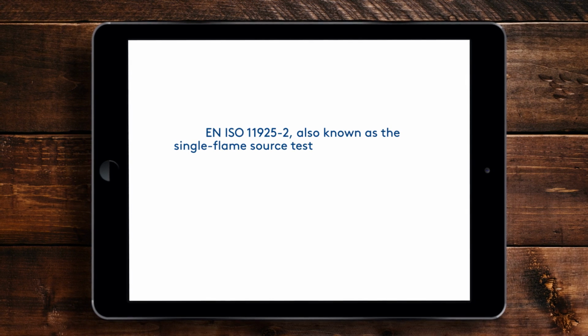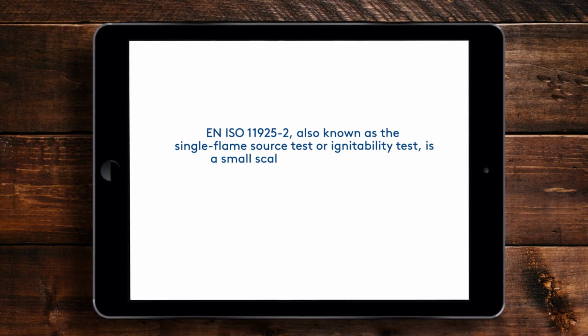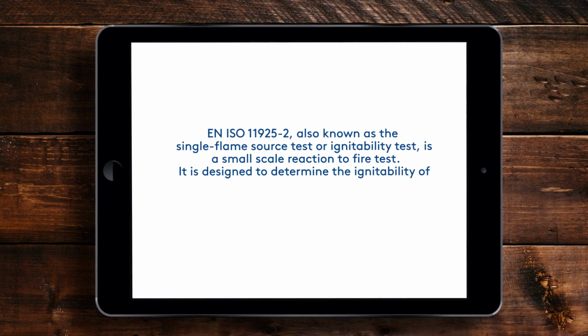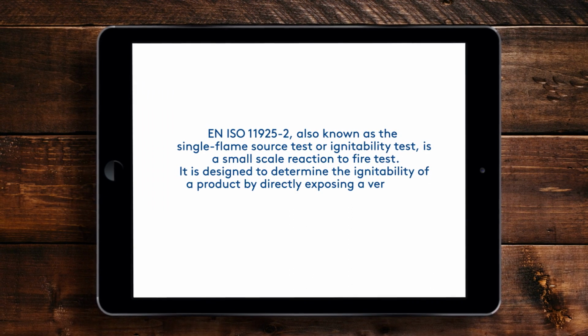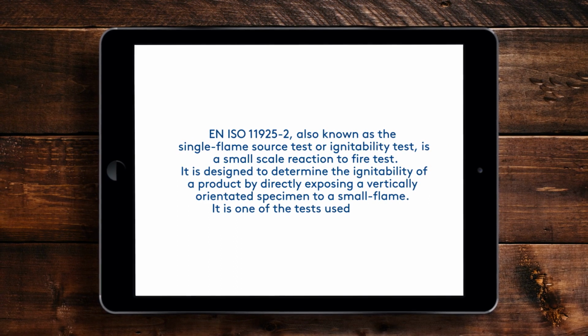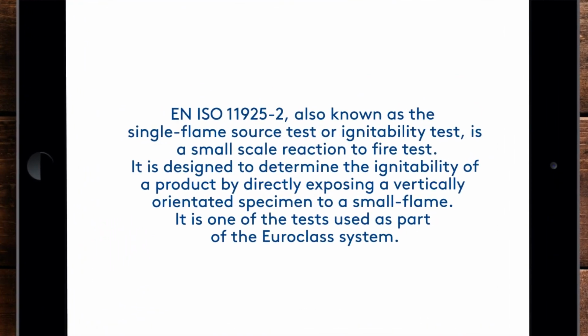EN ISO 11925 Part 2, also known as the Single Flame Source Test or Ignitability Test, is a small-scale reaction to fire test. It is designed to determine the ignitability of a product by directly exposing a vertically orientated specimen to a small flame. It is one of the tests used as part of the Euroclass system.